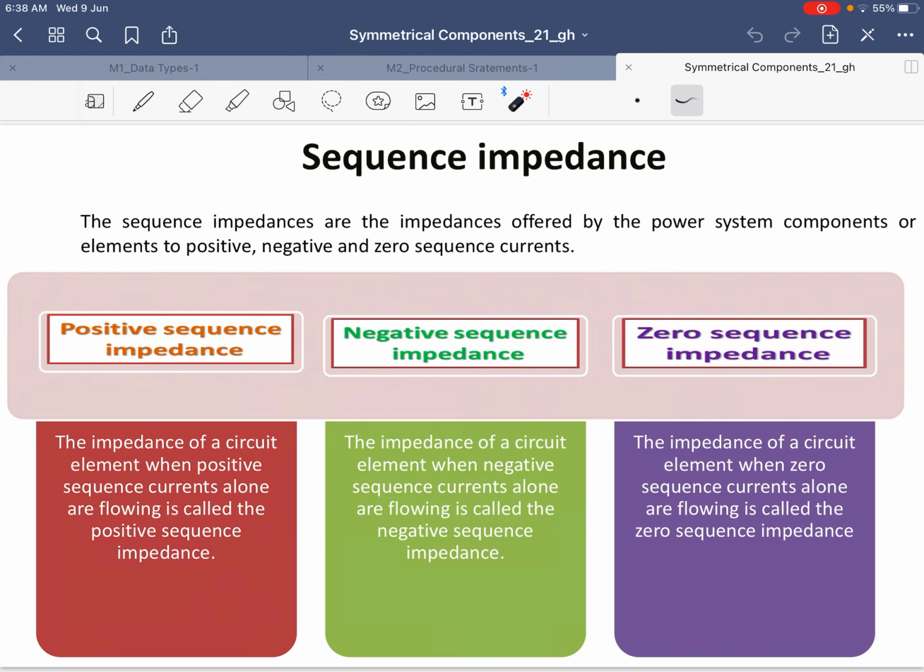The impedance of any section of a balanced network to current of one sequence may differ from impedance to current of another sequence. That is, if the current flowing in the network is a positive sequence, the impedance offered is the positive sequence impedance. If the current flowing is a negative sequence, then the impedance offered is the negative sequence impedance. If the current flowing is zero sequence, then the impedance offered by the circuit is called the zero sequence impedance.